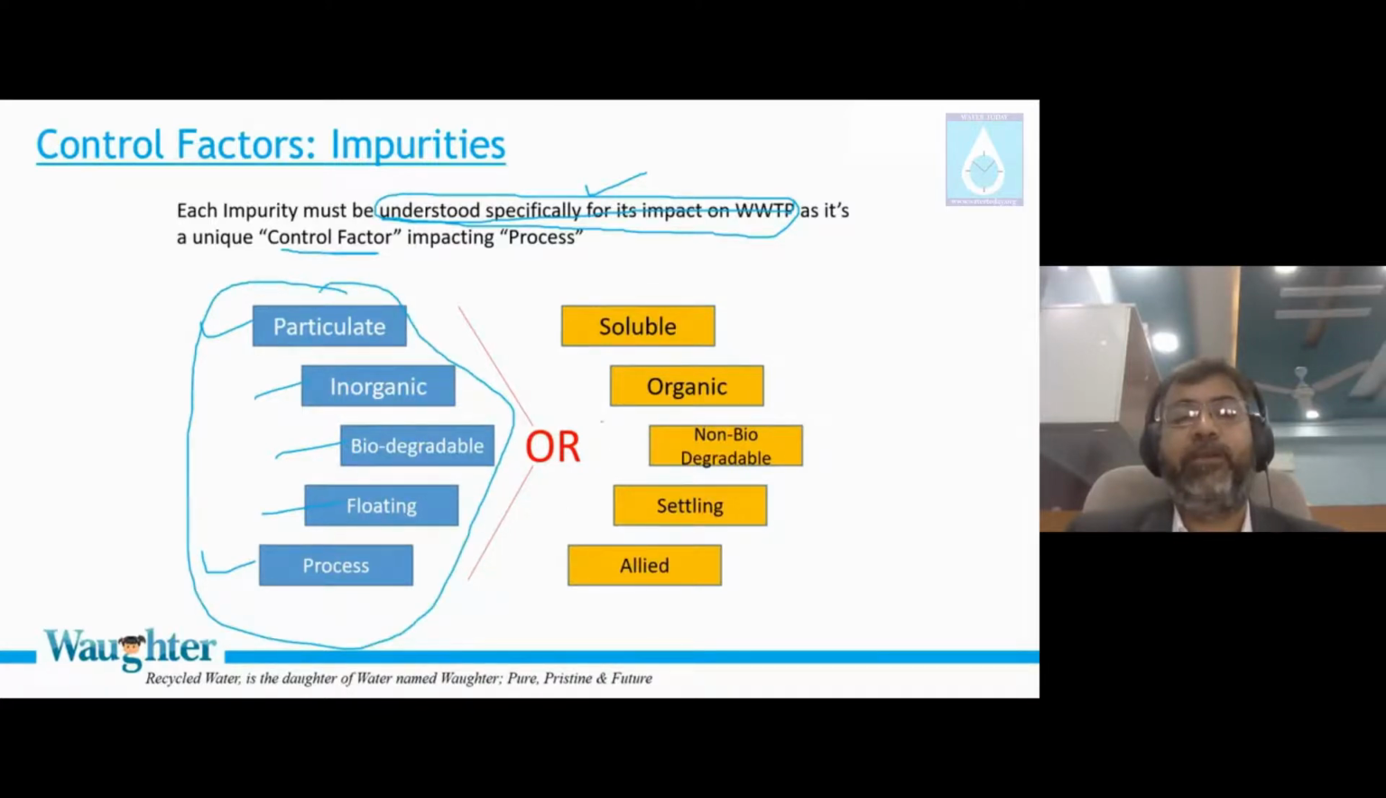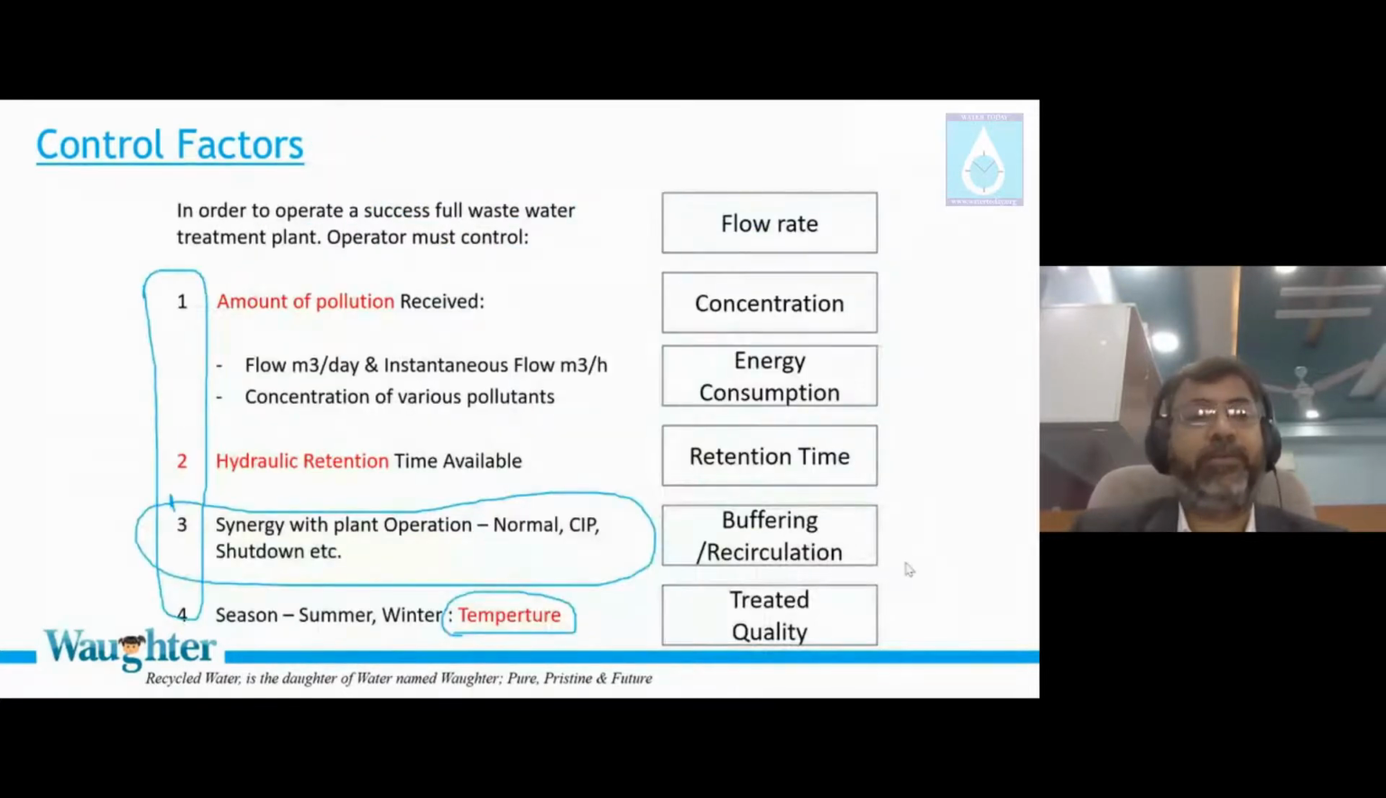And why you want to do all these things in more retrospect is this: you have to understand what is soluble, what is organic, what is inorganic, whether it is non-biodegradable or biodegradable, how well it can settle, and so many things. Allied means, it's not just the end of what I said. There are so many other things which you must understand impurity-wise. So in the first slide, we presented lots of control factors with respect to flow, hydraulic detention, synergy of plant operation, seasonal variation.